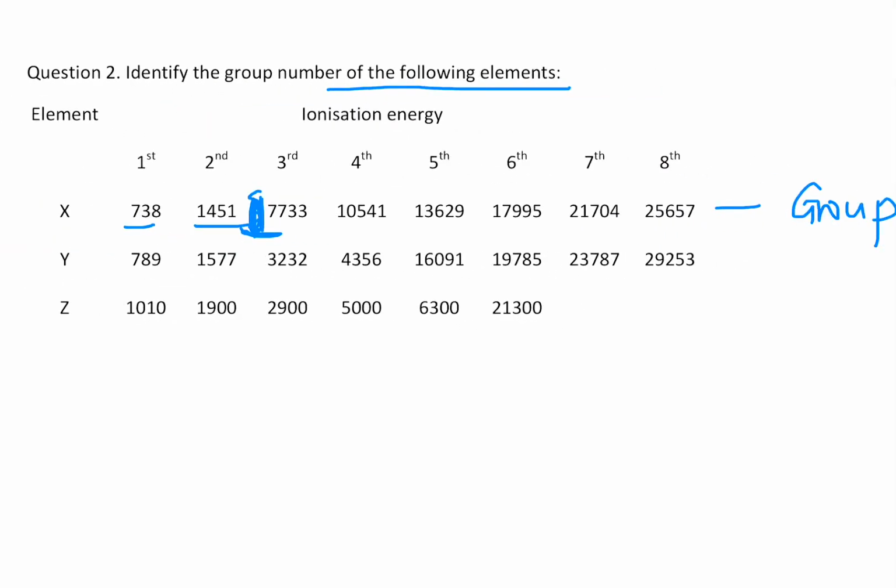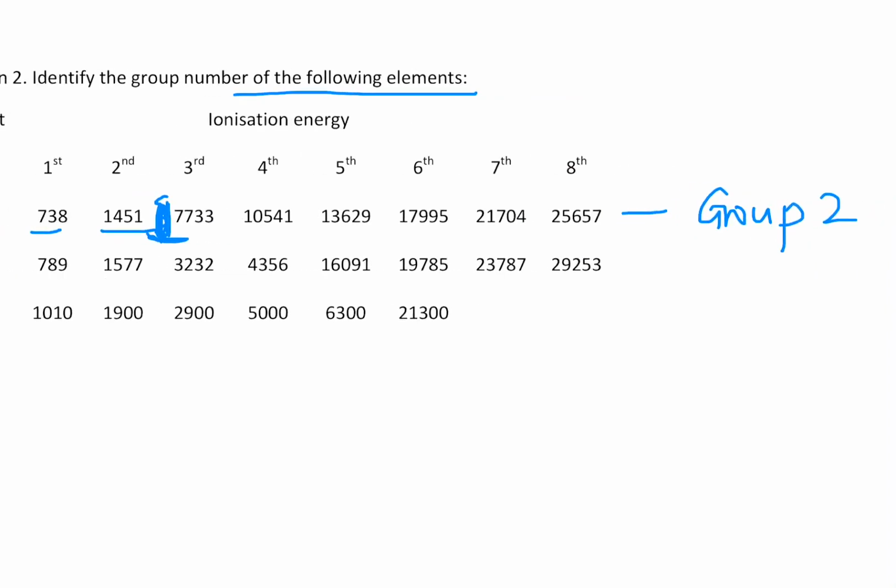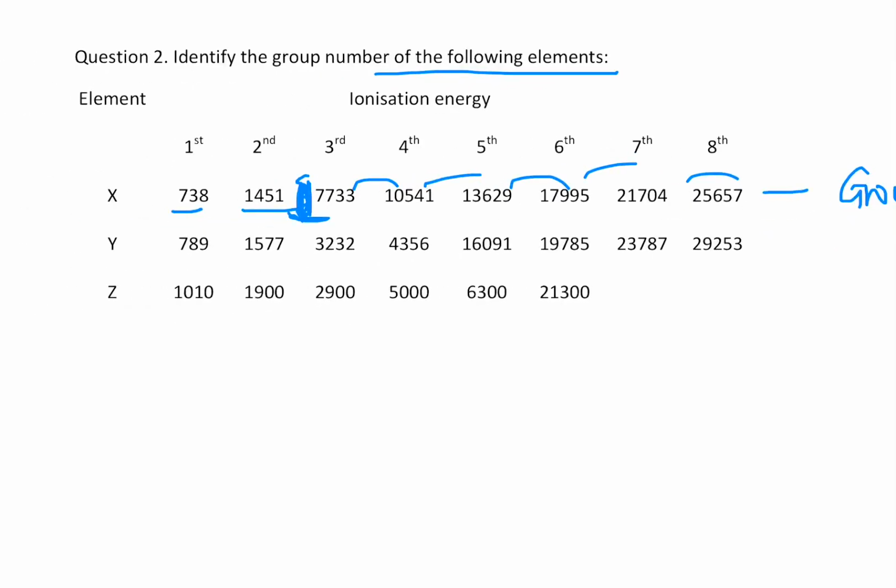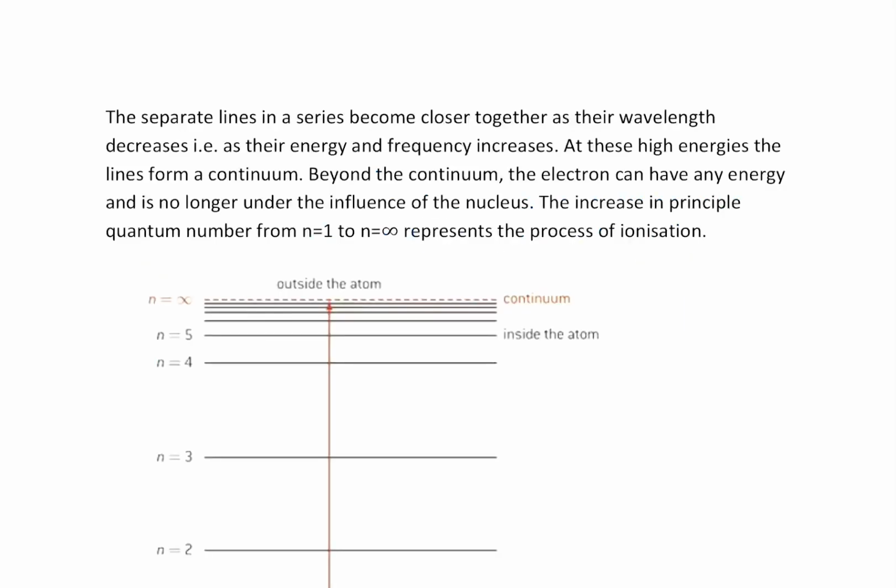So when you see the gap, it means that electrons are being removed from an inner shell. Here we're adding around 3,000, around 3,000, around 4,000. So all of these you're adding approximately equally. So there is no huge gap. So try to find the group of Y and Z.